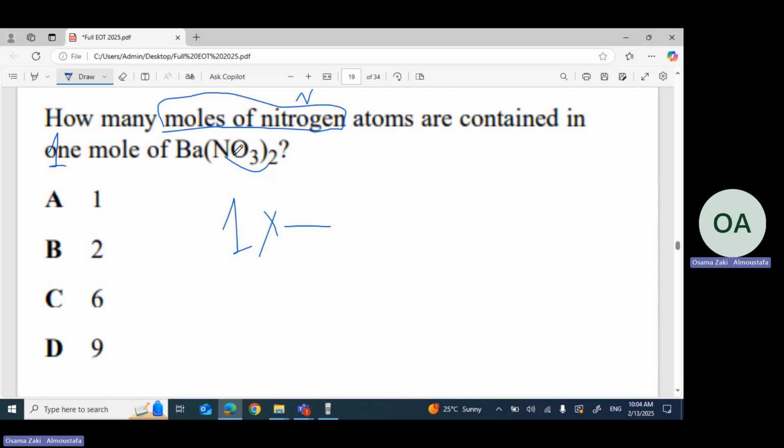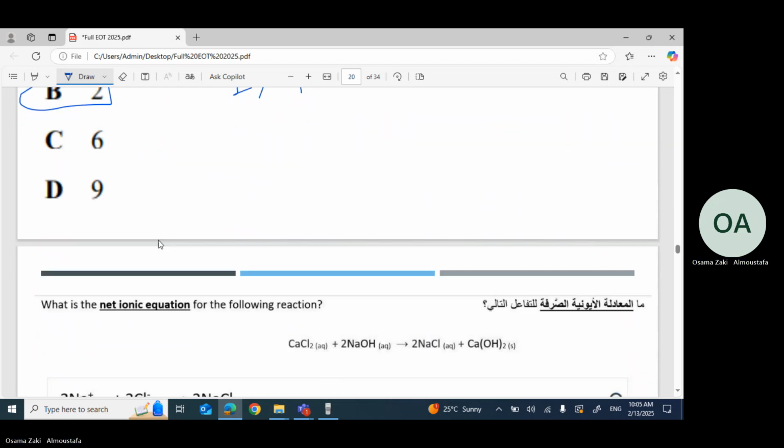So 2 is multiplied by what? By n. So how many n do we have here? We have 2n. In what? In 1 mole of the compound. Okay. So 1 times 2 over 1, we will get 1. Okay. This is the solution of this question.